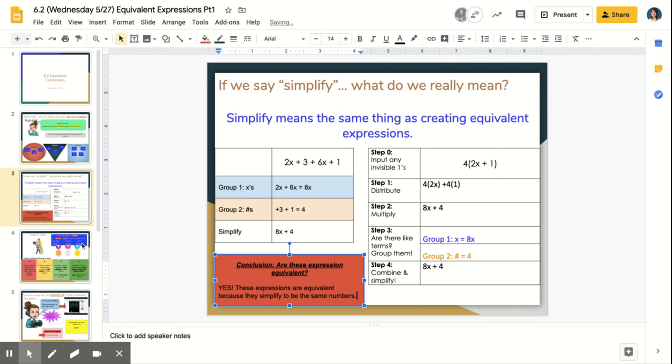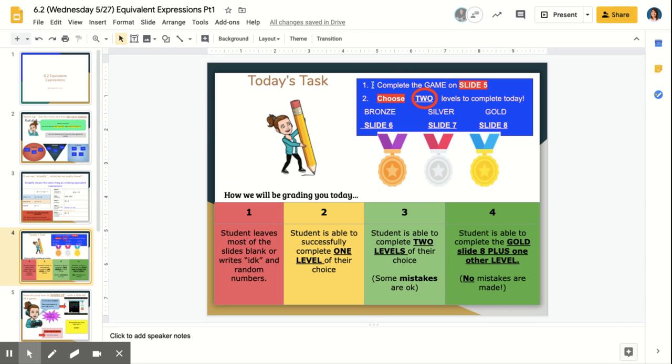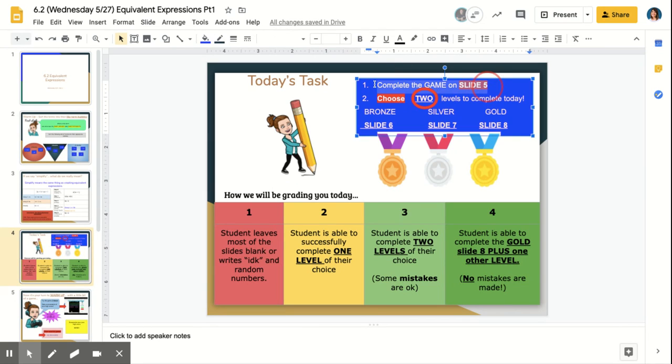All right, now your task. There's 2 parts to this task. Part 1 is to complete the game on slide 5. Part 2, you are going to choose 2 levels. You only have to choose 2. You can choose bronze and silver, bronze and gold, maybe silver and gold. You do not need to complete all 3. I'll say it again. Part 1, play the game on slide 5. And part 2 is to choose 2 levels to complete today.